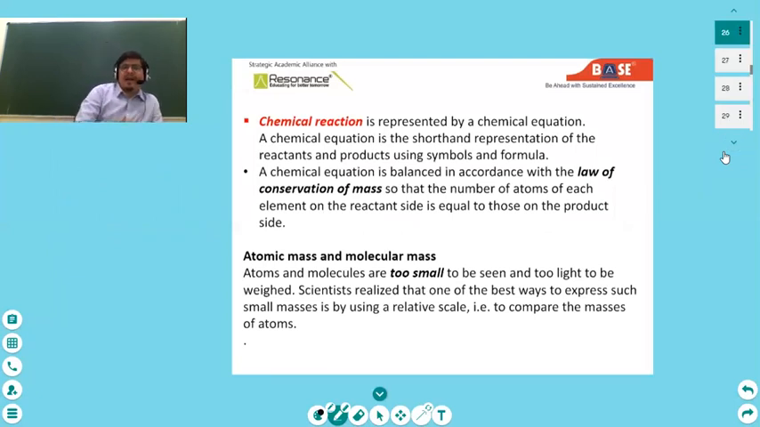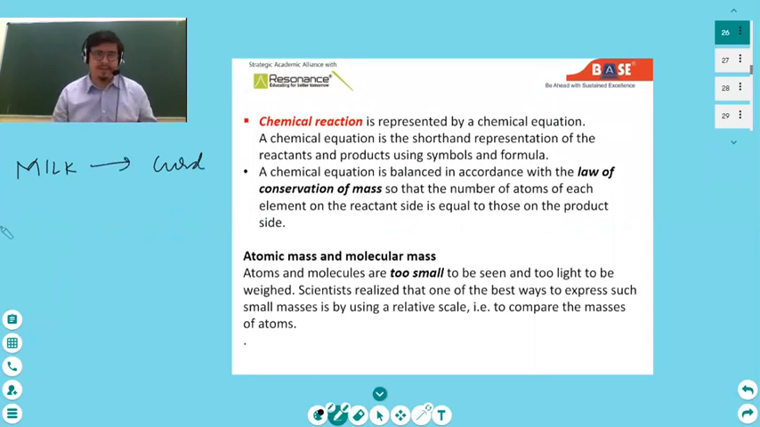Now, I give you an example of milk getting converted into curd. So suppose I write milk and it becomes curd. So here I can tell a reaction is taking place. Reaction means what? When some changes you can notice. Milk is basically a liquid and curd is a semi-solid, so you can write it as a solid only. So there is a change in the physical appearance, a change in the taste, a change in the consistency and various other forms.